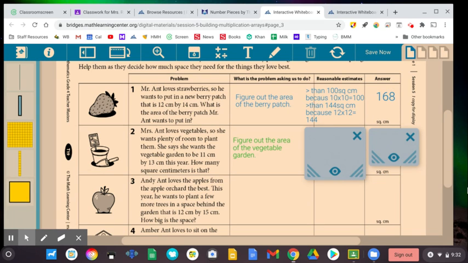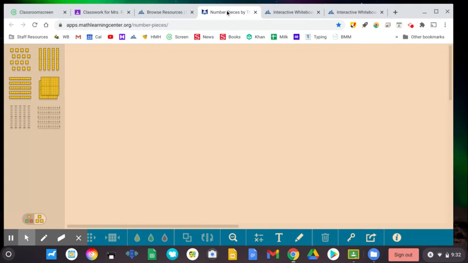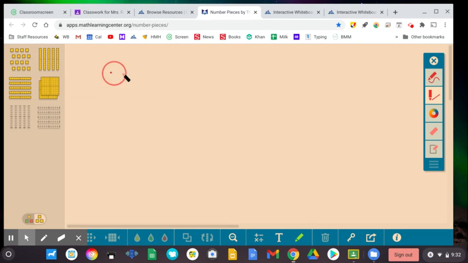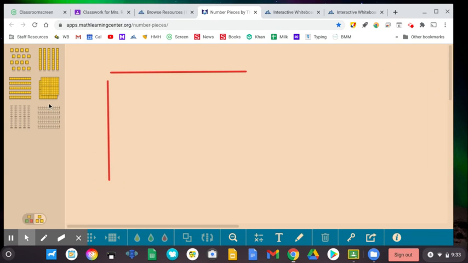Okay, I'm thinking it did not take you very long to figure out that this time we're figuring out the area of the vegetable garden. So if our dimensions are 11 by 13, we need to build such a thing. So here is our number pieces. And remember, before we had these straight lines, we know that if we draw a straight line, that's going to be a 10, and that's going to be a 10. So let's see how close we are to grabbing a 10.